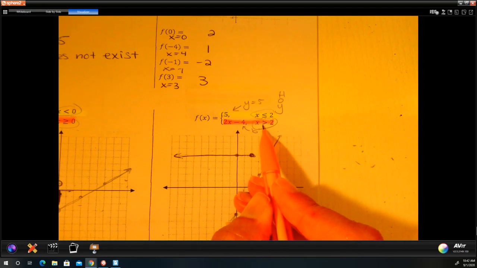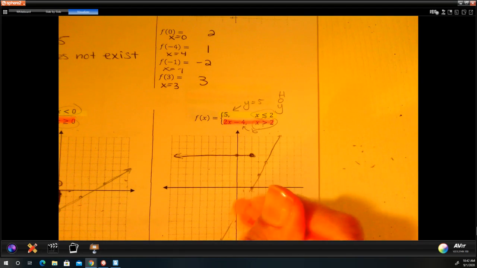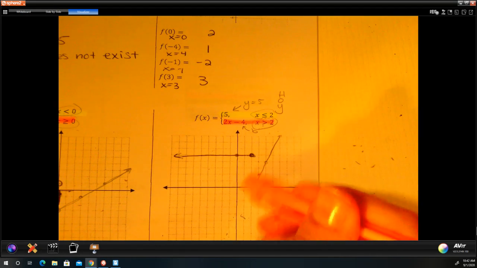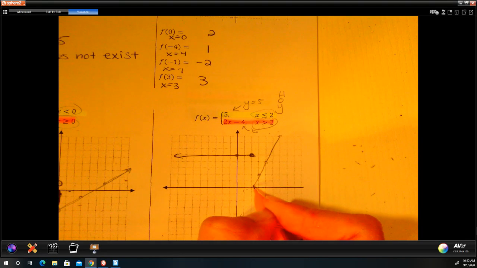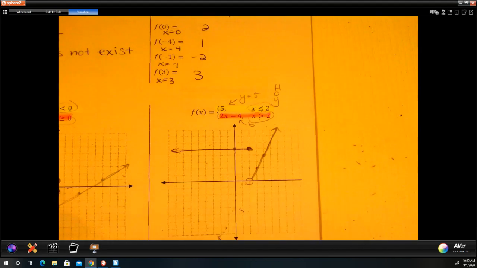Okay, then I want to look at my domain. So x is greater than 2. So at 2, which was right there, I'm going to make this an open circle because it does not include it. And then I just want the ones greater than that. So these are all solid circles. All right, I hope that makes sense.